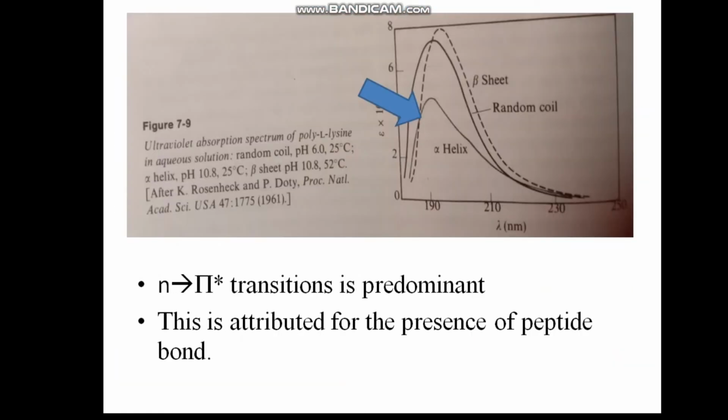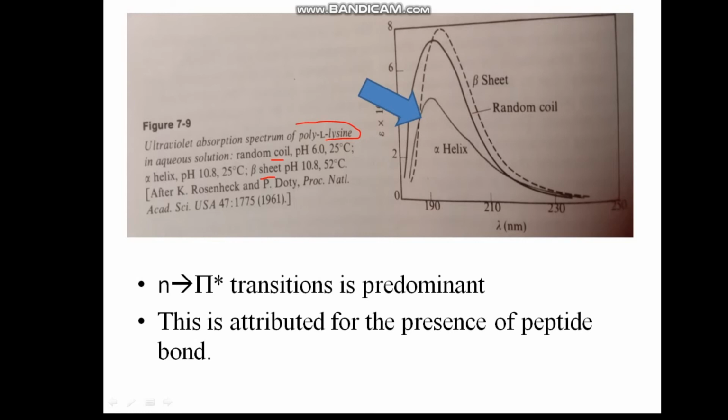Okay, we have an example. This is a UV spectrum of poly L lysine. This is dissolved in water, so we are taking aqueous solutions. It has various structural features. Probably at one end it acts as a coil, at the other end it acts as beta sheets. So it exists in two structural forms depending on the pH as well as the temperature change.